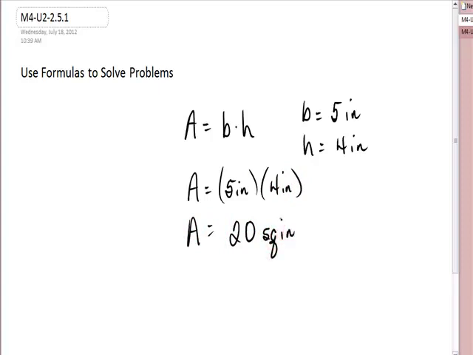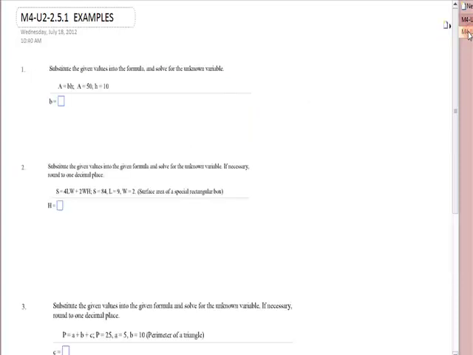What's going to be different in this lesson is that you will not always be given the value of the unknowns that are on the calculation side. One of those might be what you're solving for. But now with your algebra skills, that should not be a problem. Let's look at some examples.